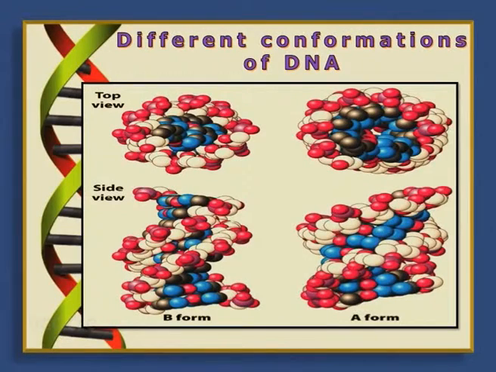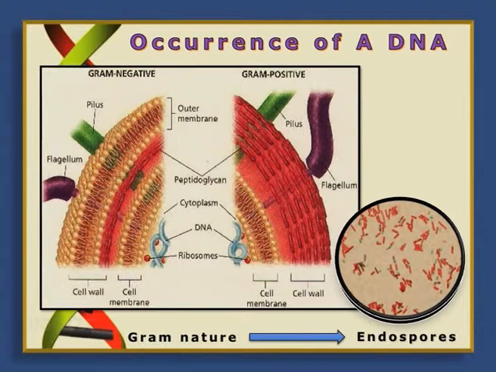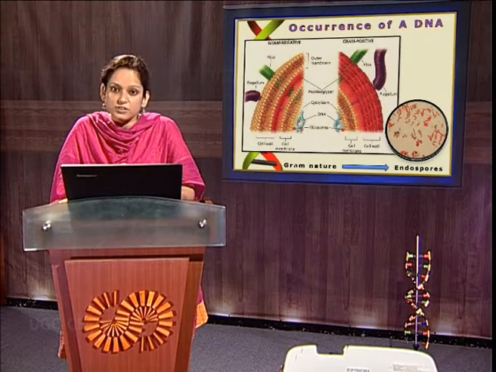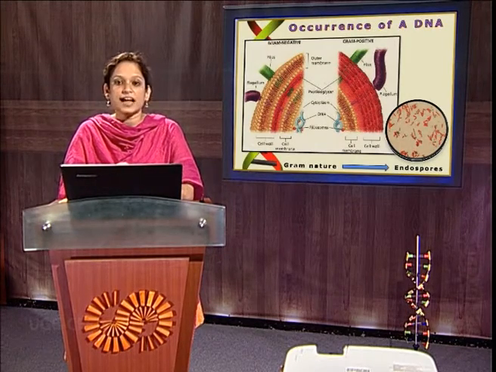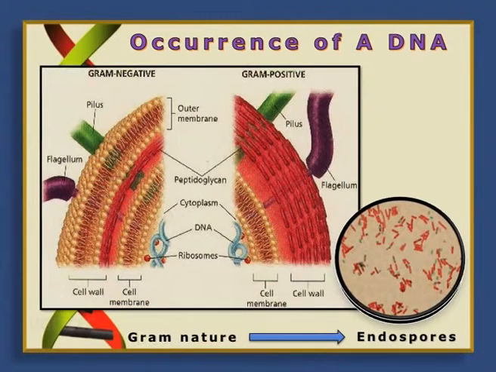The A DNA shows a wider and a flatter right-handed double helix than does the B form. This A form of DNA is found when the humidity drops to 75%, and it is also found in the endospores of certain gram-positive bacteria like Bacillus and Clostridium, as well as in the active center of DNA polymerase and in the catalytic center or cleavage center of topoisomerase II. So, this all shows the presence of A DNA.